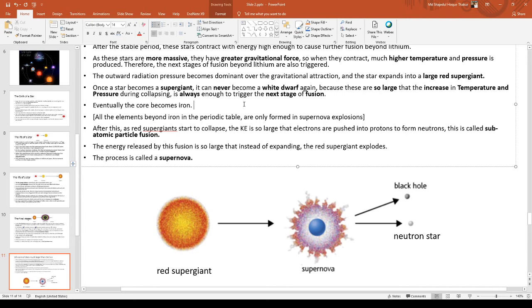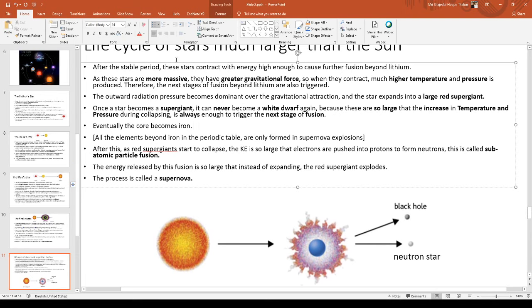Greater gravitational force, because greater mass, more massive, so more gravitational force. What will happen? A red supergiant will never turn back into a white dwarf. I've said it in bold. Once a star becomes a supergiant, it can never become a white dwarf again. Never, not possible, impossible.